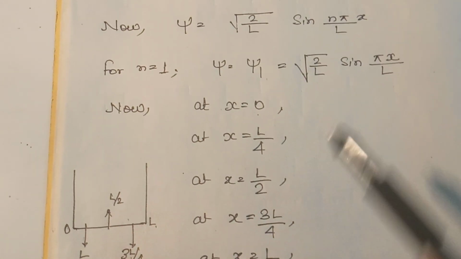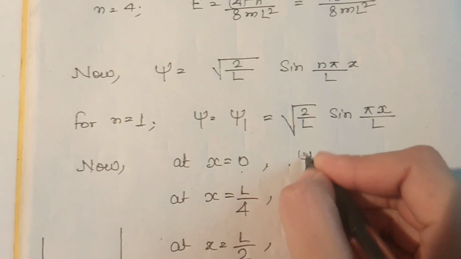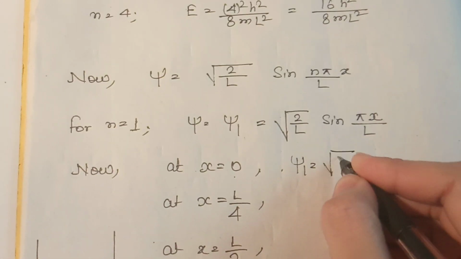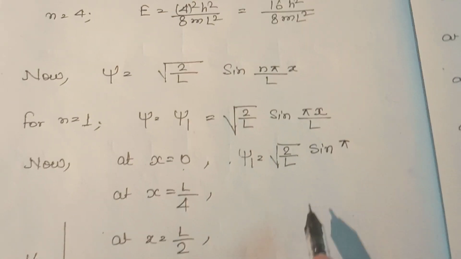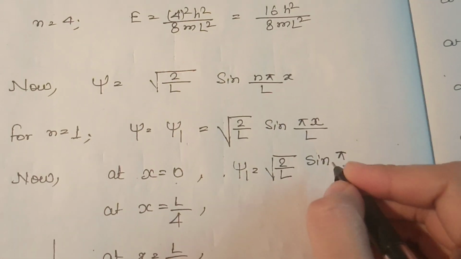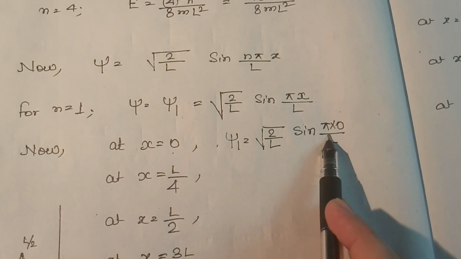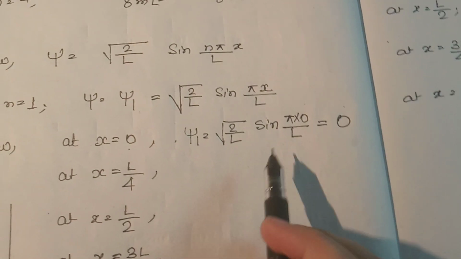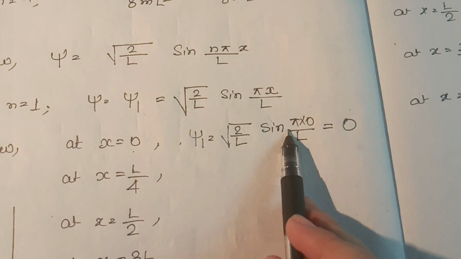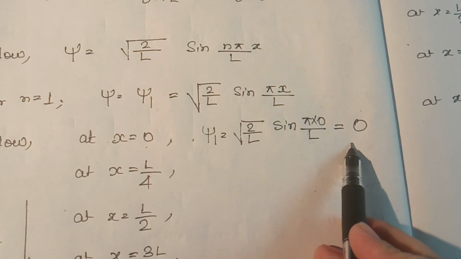inside the box. So when x is equal to 0, psi 1 can be written as square root of 2 divided by L sine pi, and in place of x we put 0, into 0 divided by L. As we know, sine 0 is 0, so the quantity will become 0. After multiplication with pi and division by L, the quantity will become 0, and sine 0 is 0.